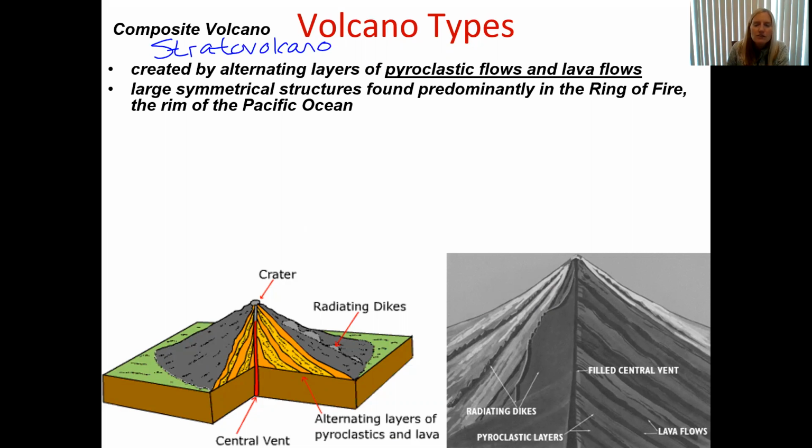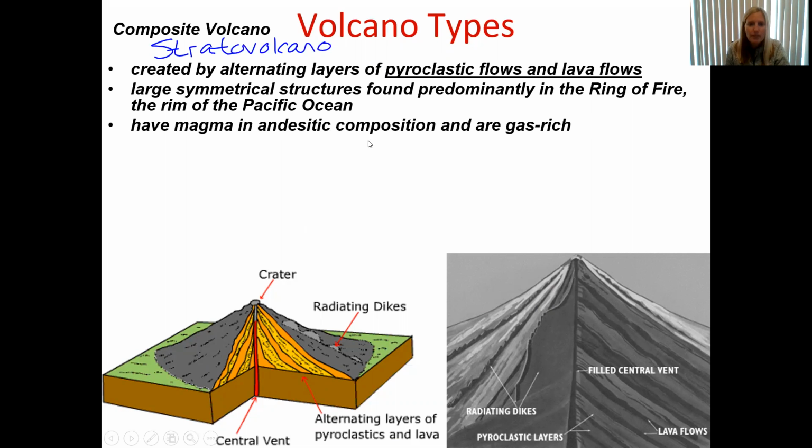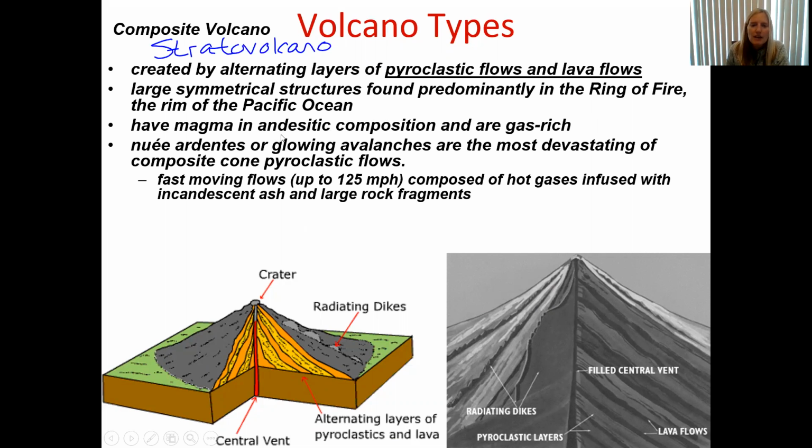So we find these often in our ring of fire, which we know is around our Pacific Ocean, also called the Circum-Pacific Belt. And the magma is going to be andesitic in composition, so in the middle between very viscous and not so viscous, but it's going to have a lot of gases, which we know can become problematic because with them being under high pressure, we can dissolve a lot of them, and then with lower pressure, the gas can then leave and be released in an eruption.